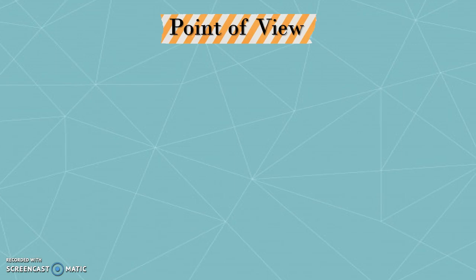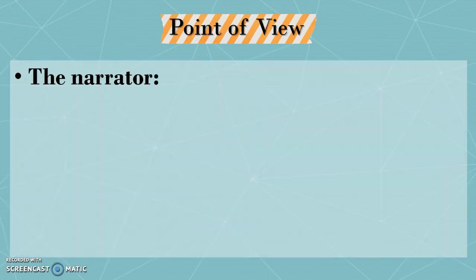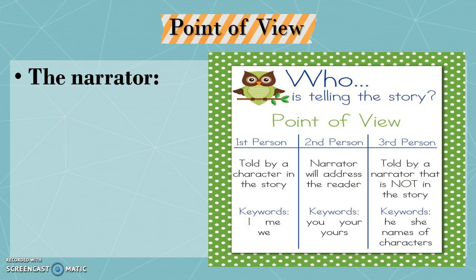Point of view is essential to fiction as well. This is the narrator. So who is telling the story? There are three categories of point of view. First person, told by a character in the story. Look for words like I, me, we, us.